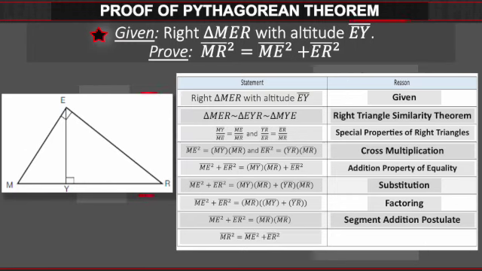Right? From the given, MY plus YR is equal to MR. That is what we call the segment addition postulate. So the MR becomes times MR, and of course, let's multiply them. It becomes MR squared equals ME squared plus ER squared, and that is the product law of exponents. So, there you have it. We proved that MR squared equals ME squared plus ER squared. So, that is the proof of the Pythagorean Theorem.